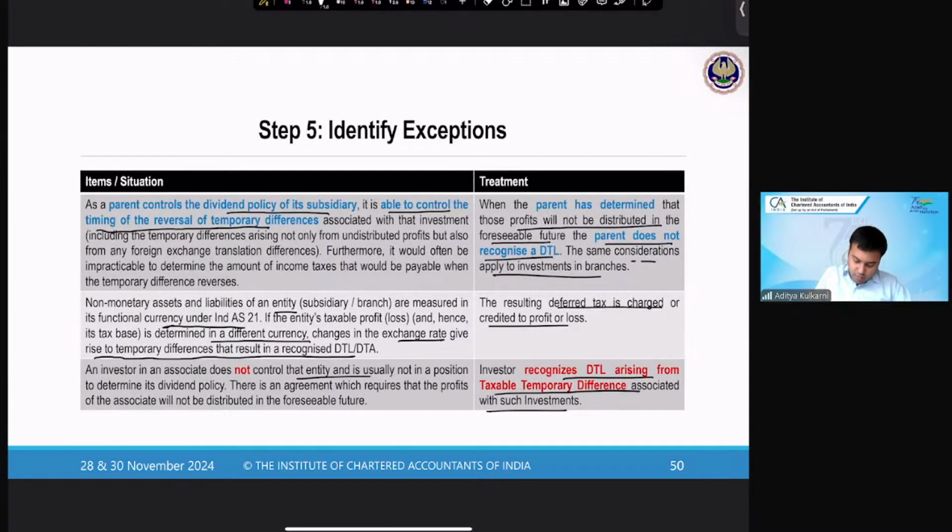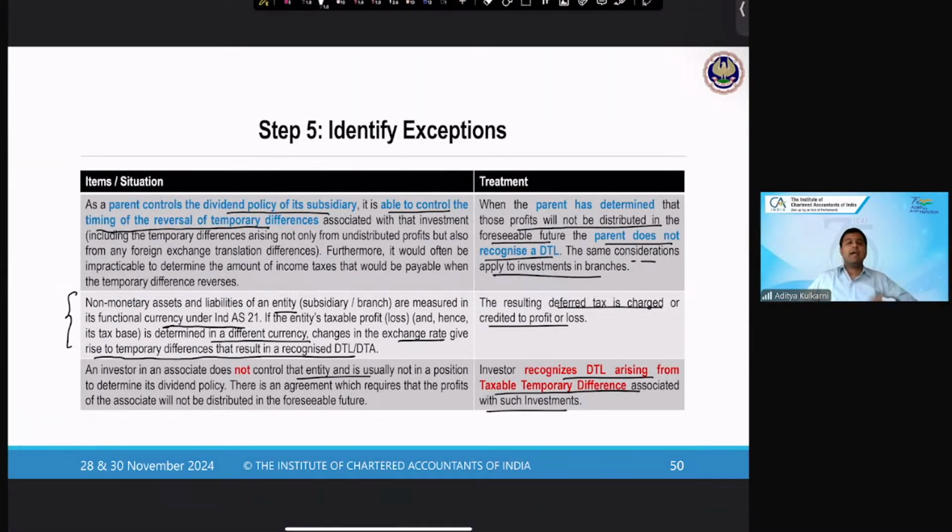If you remember, we had studied this yesterday. Non-monetary assets and liabilities of an entity are measured in its functional currency under Ind AS 21. If the entity's taxable profit or loss is determined in a different currency, changes in the exchange rate give rise to temporary difference that result in a recognized DTL or DTA. The resulting deferred tax is charged or credited to the P&L. Do you remember this yesterday?